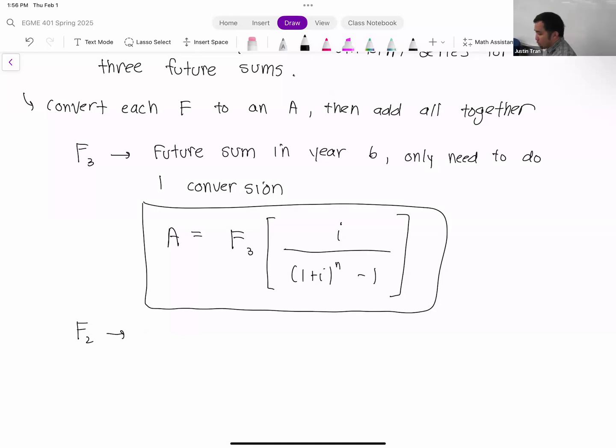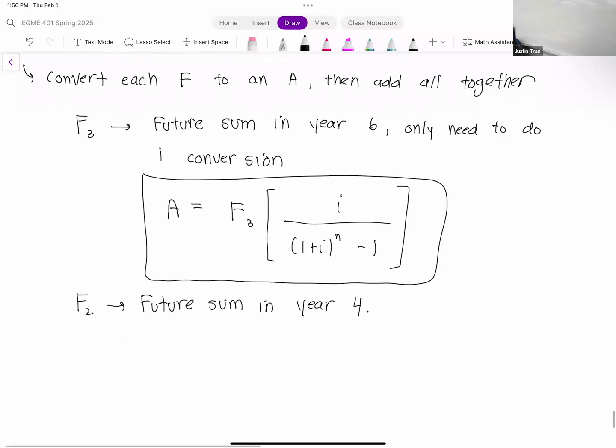All right, so now let's come to F2. So F2 is a future sum in year 4. And so we want to convert it to a uniform series over 6 years. And so this is a non-standard conversion. So let's strategize first before we jump into it. One way to do this is we can first convert this F2 into year 6. And so we can use our compound interest formula. We basically just convert this amount 2 years into the future. And then from there, once it's a future sum in year 6, we can use the exact same formula that we had above.